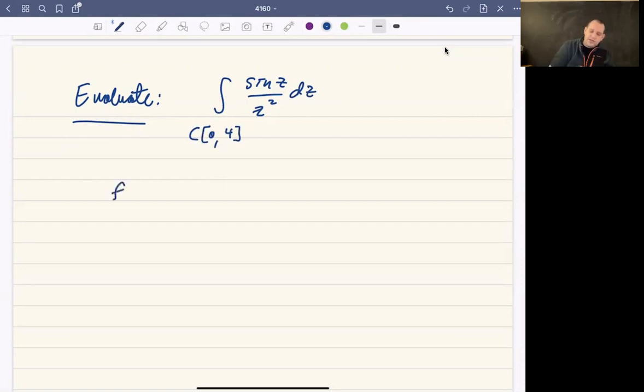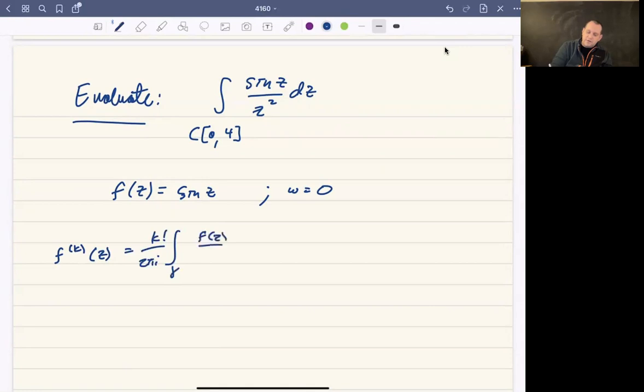What we're going to do is think of this as the integral of f of z over z minus 0 squared. Here our f of z is sine of z. Our w is, of course, just the complex number 0. Then we need to notice that the kth derivative, I just always have to write this out every time, is k factorial over 2 pi i times the integral of f of z over z minus w to the k plus 1 power. Here our k is 1, because our k plus 1 is 2. And so we're talking about the first derivative.